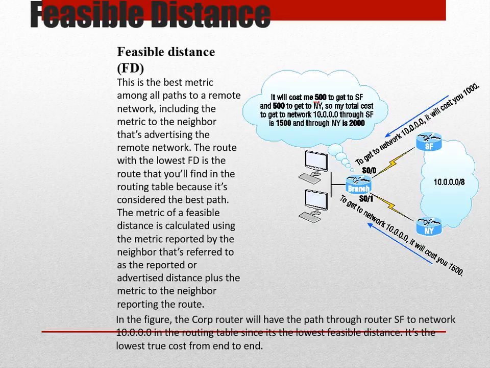So this one's saying it'll cost me, okay, I lied before, saying 1,000. This guy is reported, this is the reported or advertised distance is 1,000. He says it cost me 500 to get to San Francisco and 500 to get to New York. Well, if that's going to be the case and this one's 1,500, the total cost here will be 2,000 and the total cost here will be 1,500, and the numbers are going to be a lot bigger than this when we get there. Don't worry about the size of the numbers, just what they are. So it's 1,500, so we're going to pick this route.